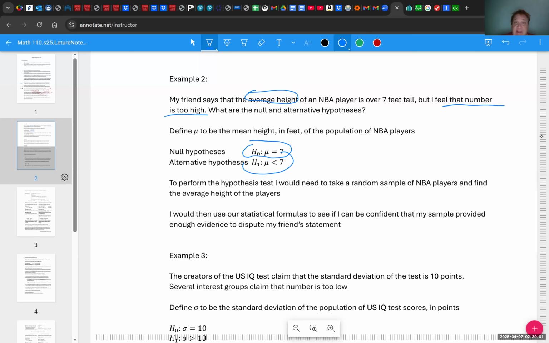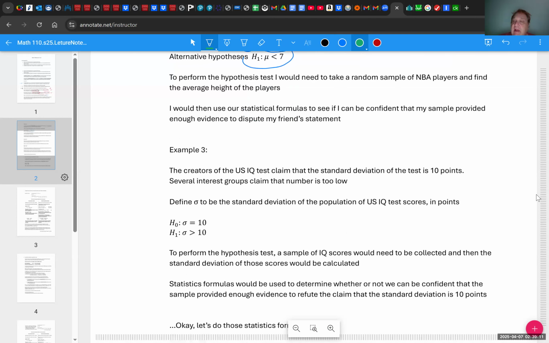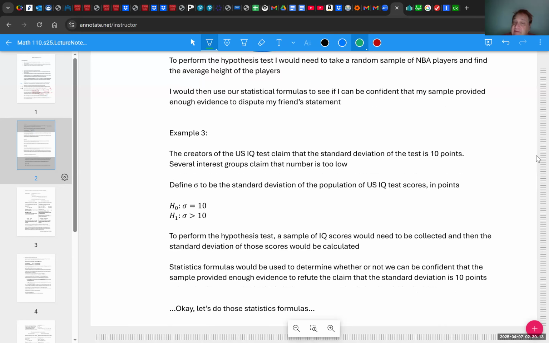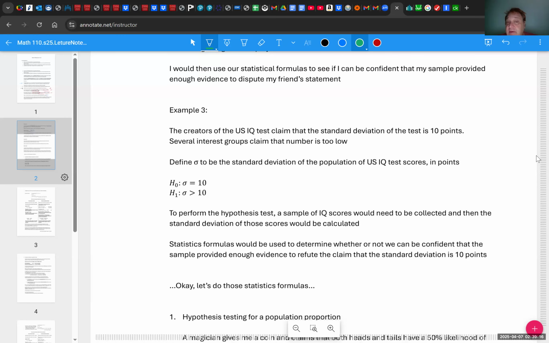So that's example 2 where I talk about a mean. Example 1 was a proportion, example 2 is a mean, and I have one last example where I'm going to be talking about a standard deviation. So in this example, it talks about the US IQ test. The creators of the US IQ test claim that the standard deviation is 10 points. There are several interest groups that claim that that number is too low.